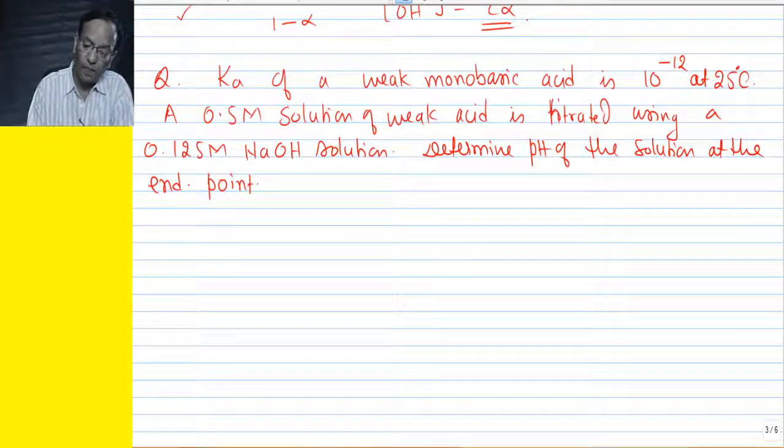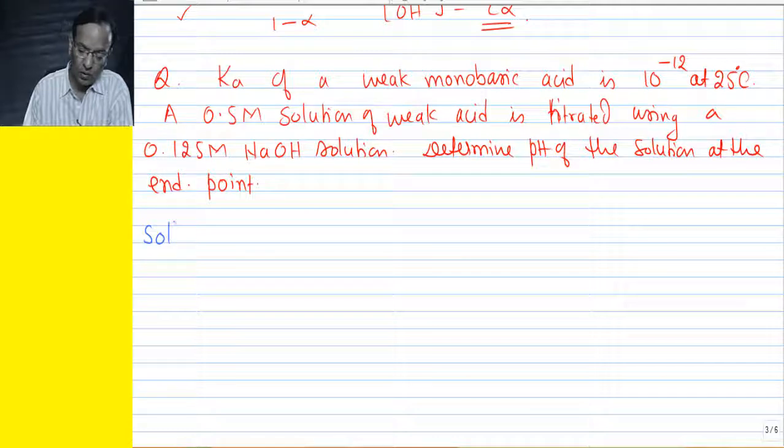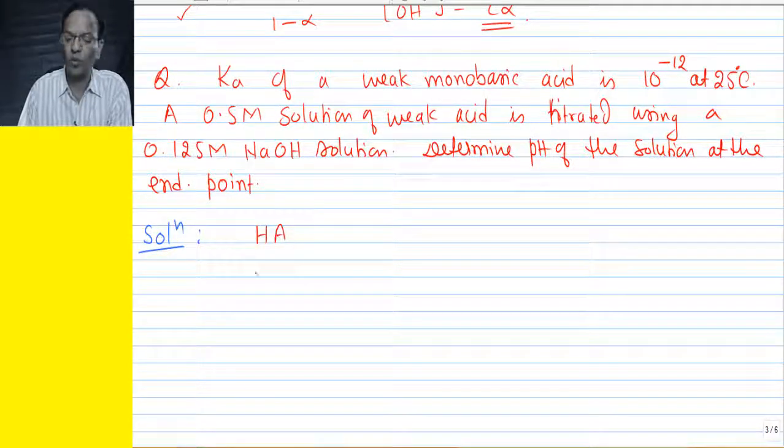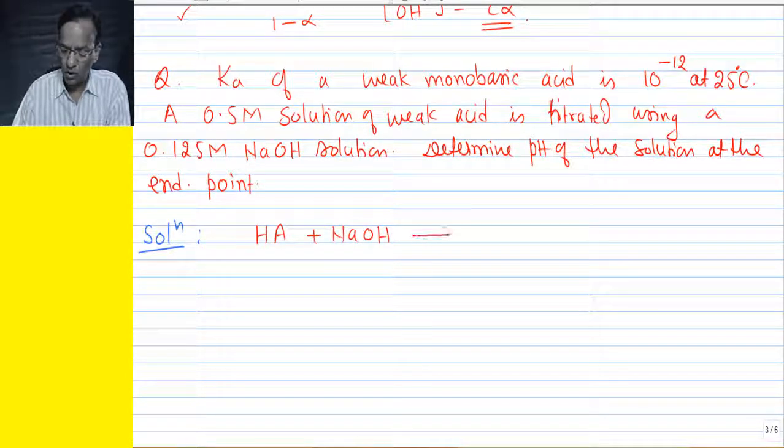To solve this problem, first we'll have to see the neutralization reaction, how the neutralization reaction is occurring during the titration. So weak monobasic acid can be assumed by the notation HA being neutralized by sodium hydroxide. So the neutralization reaction is HA plus NaOH gives H2O plus Na plus A minus.